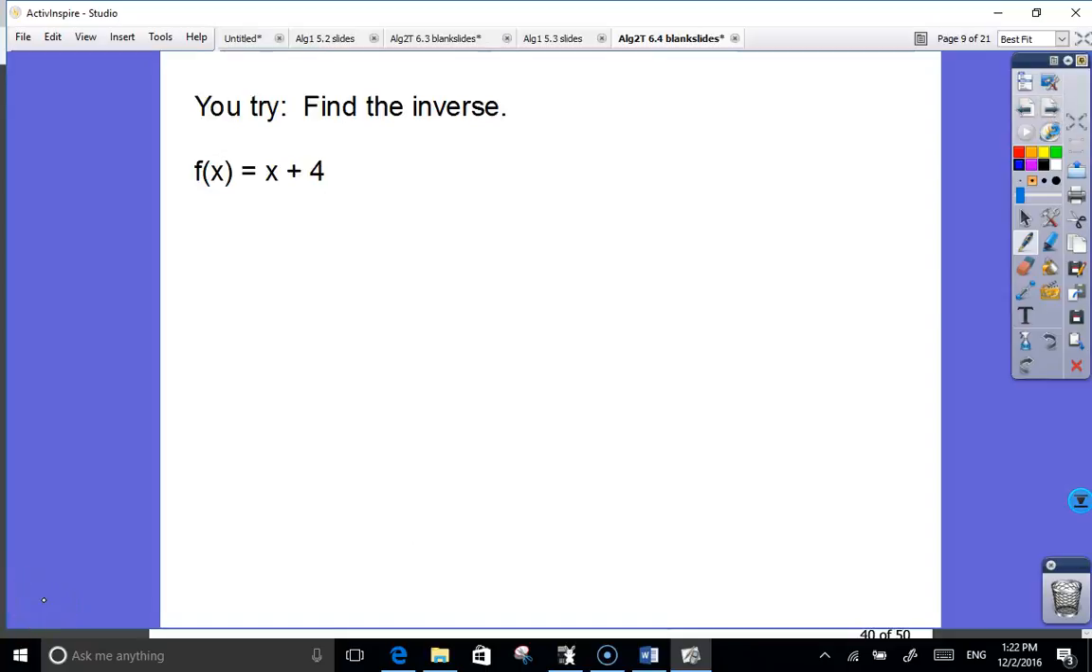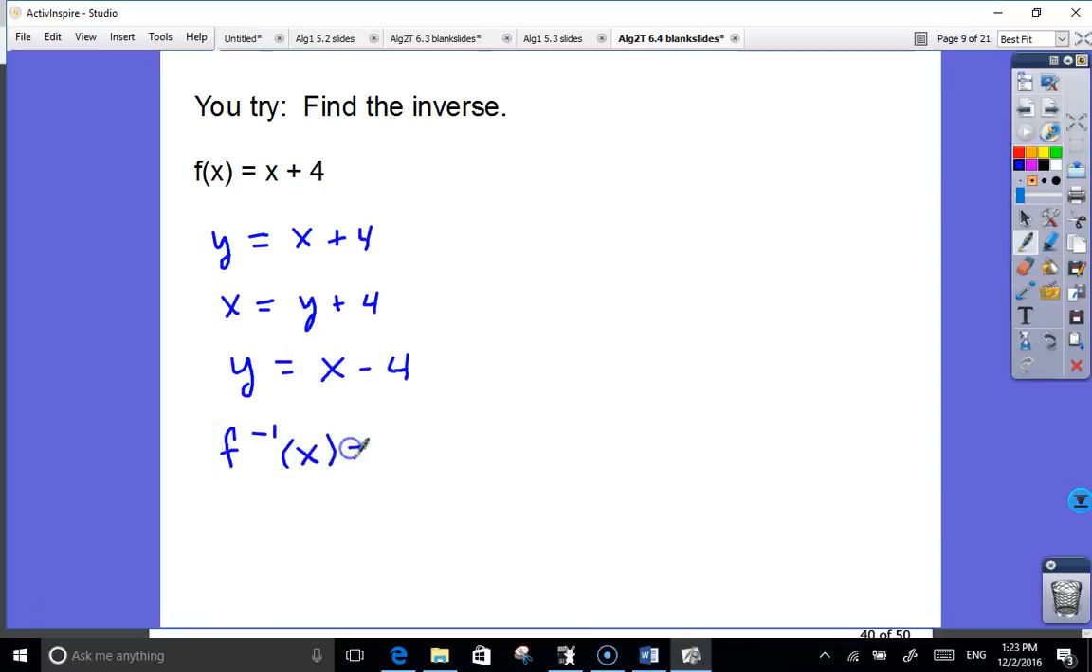Minus 4 makes sense, right? y equals x plus 4. x equals y plus 4. Solve for y. y equals x minus 4. f to the minus 1 of x equals x minus 4.